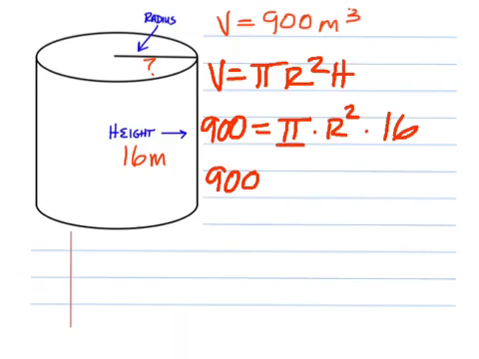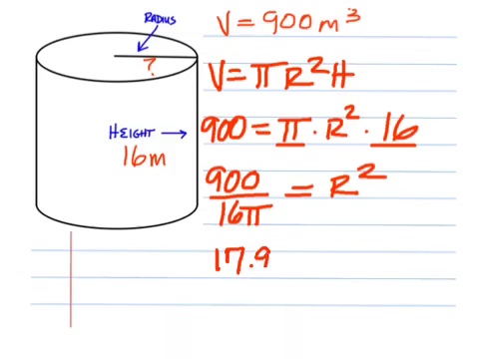You want to divide what is next to r squared into the other side. Pi and 16 must go over to the left, and you're dividing it into 900. That leaves you with r squared on the right. So divide 900 by 16 pi, and get an answer of 17.90. That is not your final answer because we're looking for r.